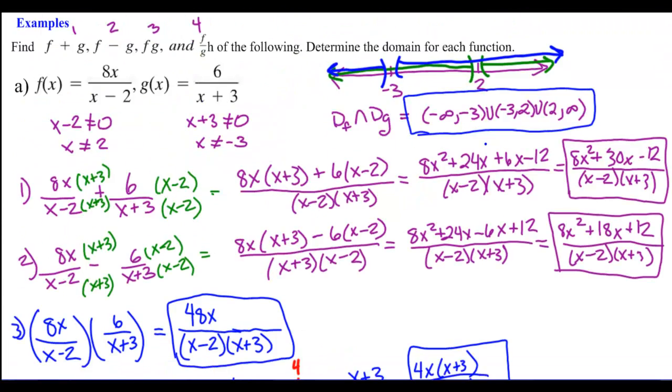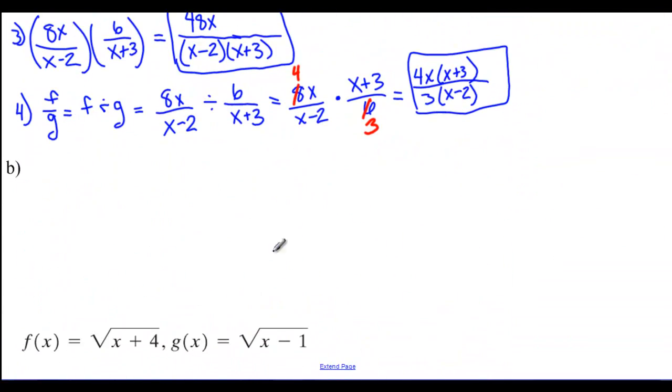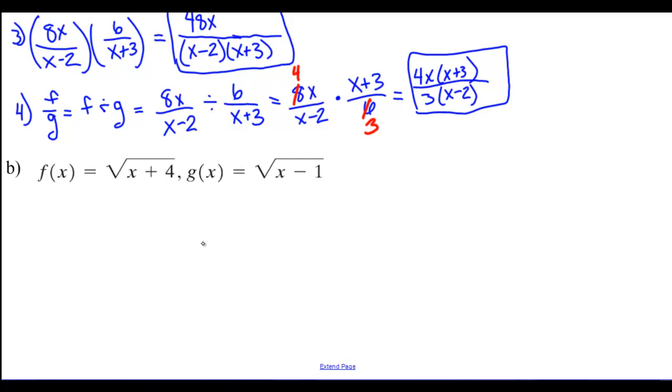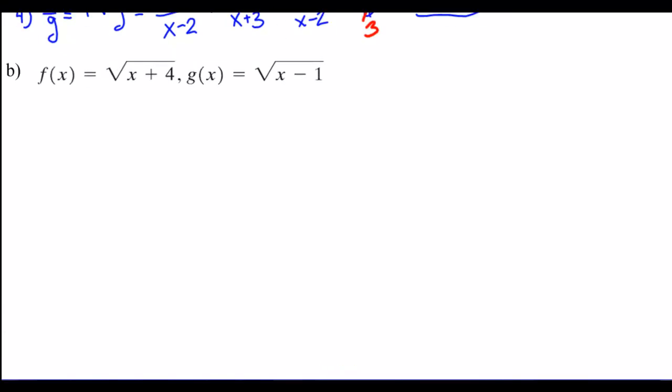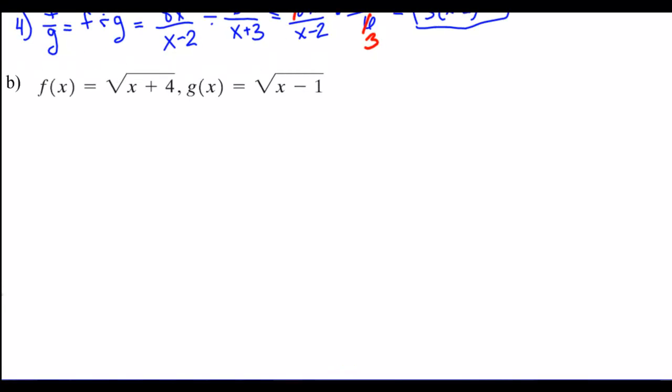All right, now let's look at B. So for B, let me pull this up a little bit. For B, we're going to go through add, subtract, multiply, and divide, and we're going to discuss the domain for parts 1 and 2. We are not going to discuss the domain for parts 3 and 4 because it's actually something that we'll learn a little bit later in a different unit.